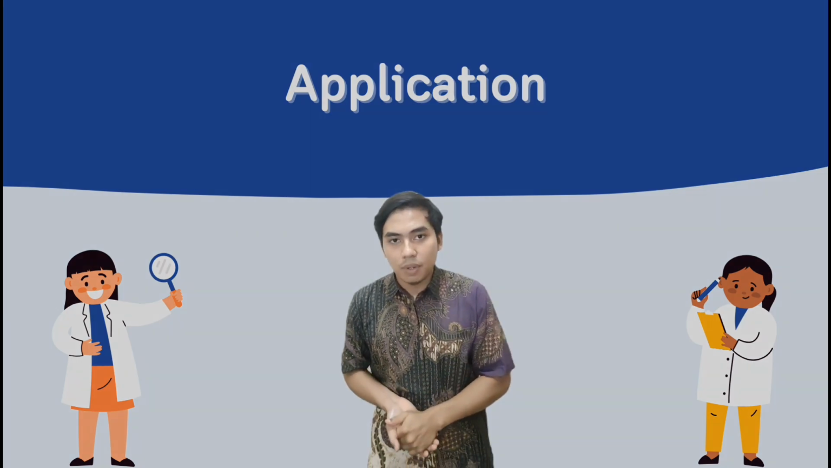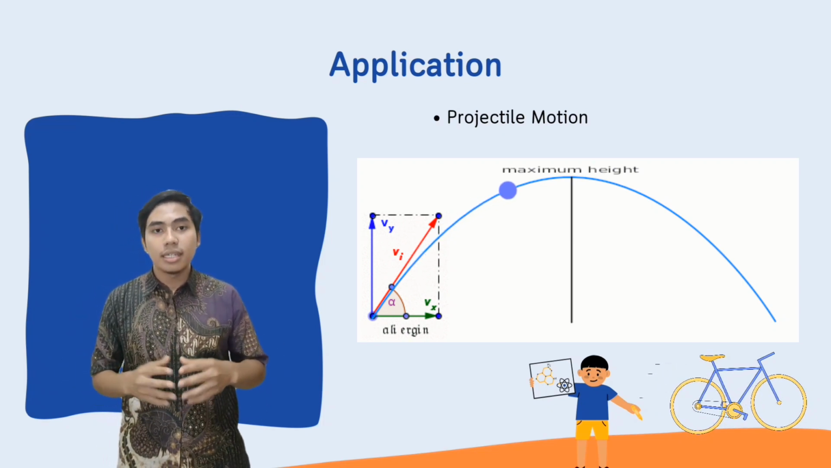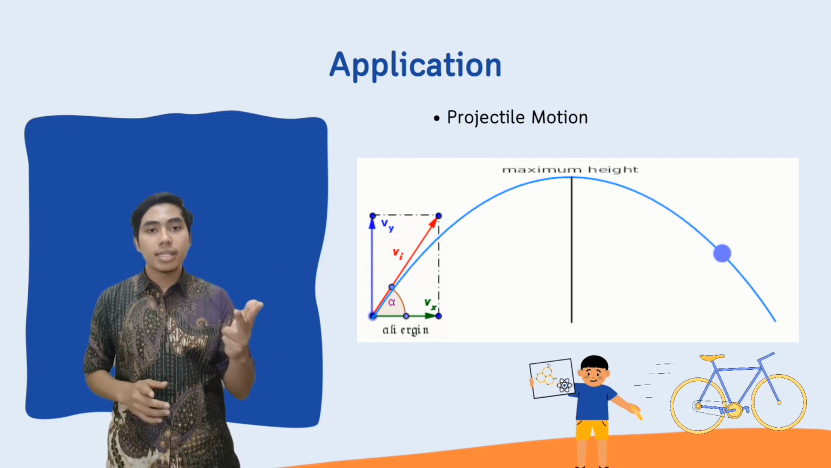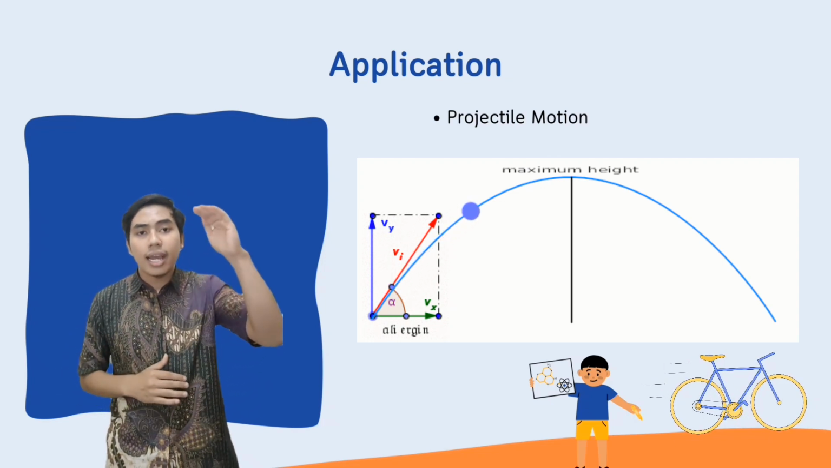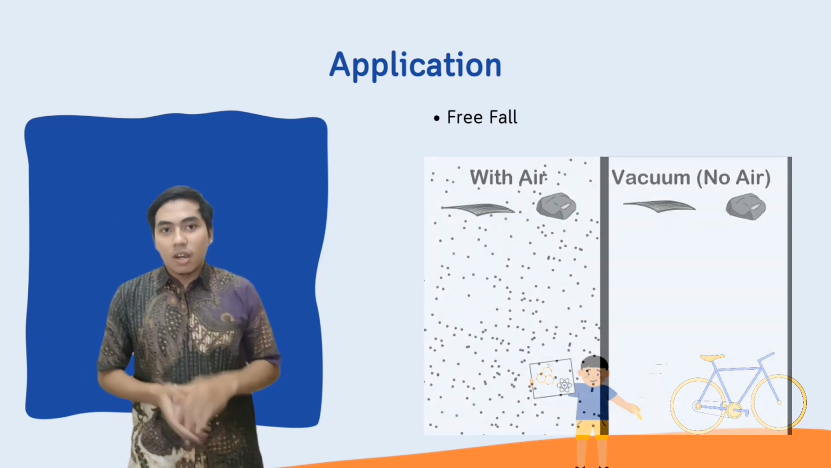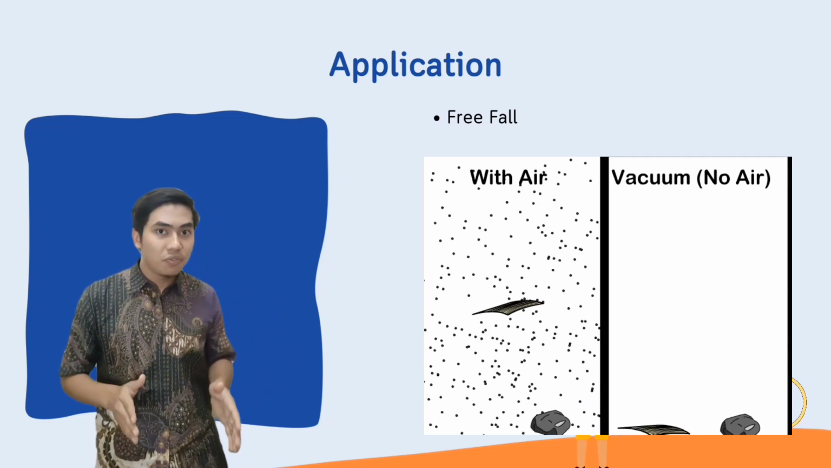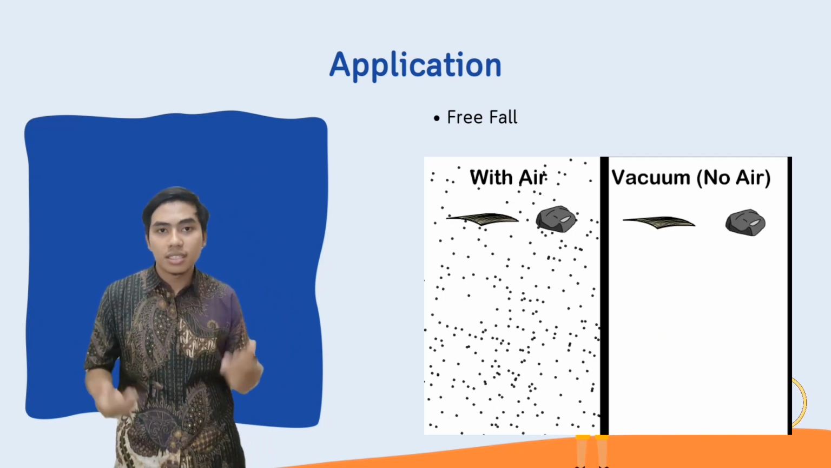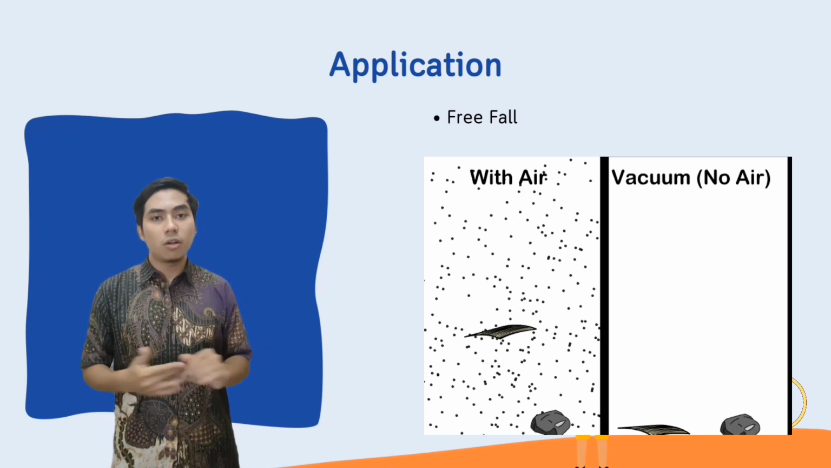Here are some of the examples. Firstly, projectile motion. The value of gravitational acceleration is used to calculate the trajectory of a projectile, such as a rocket or missile. By knowing the value of gravitational acceleration, we can predict the height, the range, and time of flight of the projectile. And the second one, free fall. Gravitational acceleration is used to determine the motion of an object in free fall, such as an object falling from a height. By knowing the value of gravitational acceleration, we can calculate the speed of fall and impact force of an object.